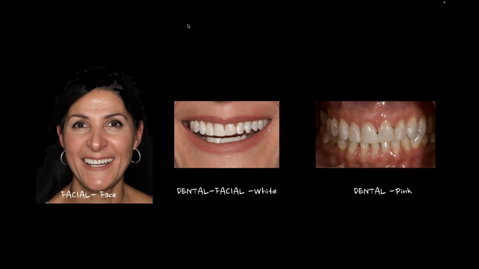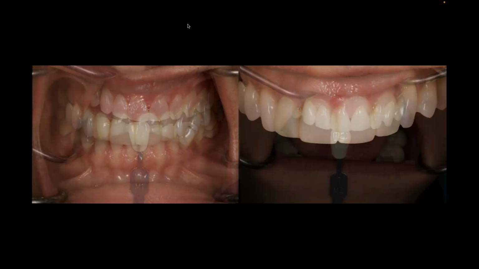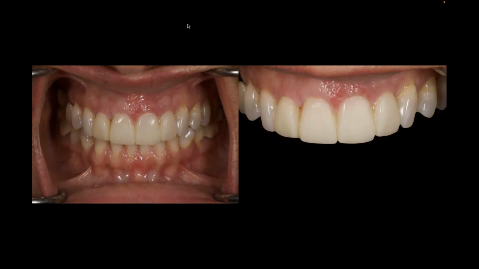So let me finish with one case and kind of put this all together. I think most of you know that when I'm diagnosing my way through my cases, we always start the same: face, white, pink. What does the face look like? Where does the white belong? And how does the pink harmonize around it? We're going to do our normal shade taking processes like we normally would. We're going to provisionalize the patient.